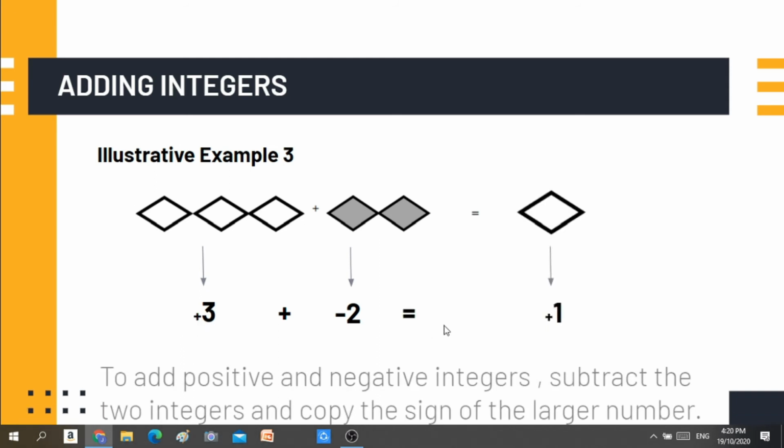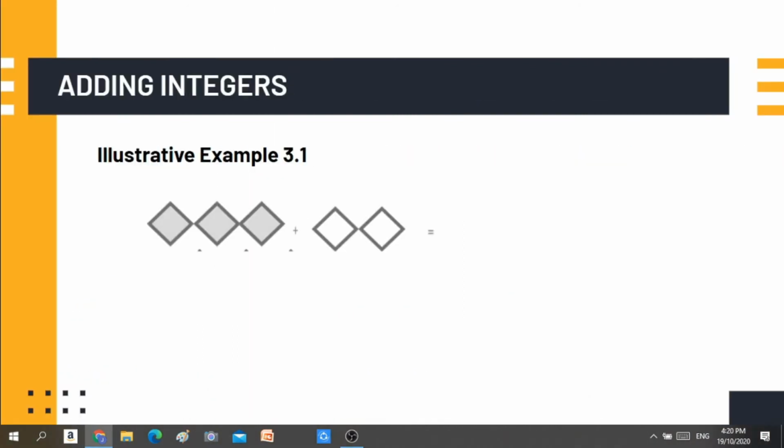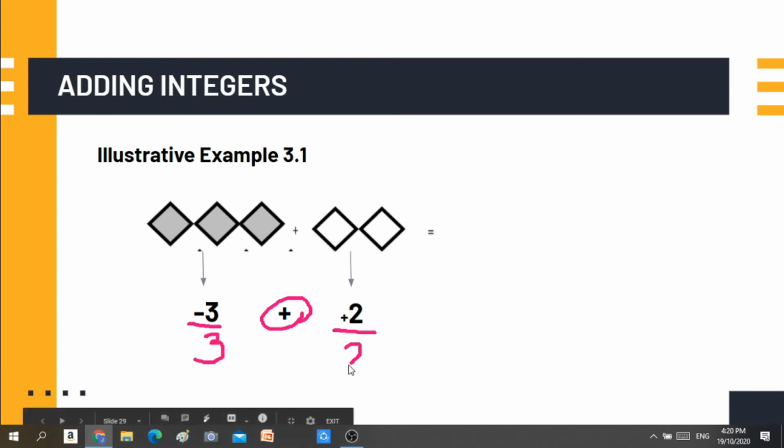Another. I have here negative 3 and then positive 2. Pag in-add natin siya, since we have different sign, one is negative at yung isa ay positive, ulit, ano yung first step? First step ay, kunin muna natin yung absolute value niya. So, 3, ito ay 3, ito ay 2, and then let us subtract. Okay, subtract natin since magkaiba yung sign. And the answer is 1.